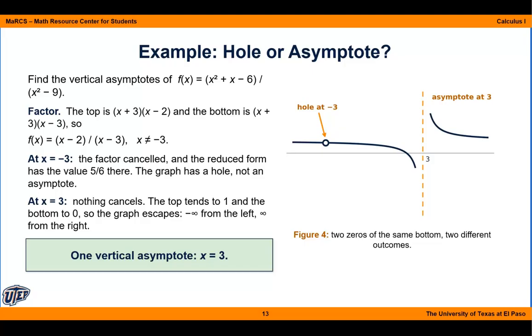At +3, no factor cancels. The reduced numerator approaches 1, while the denominator approaches 0. From the left, the function approaches negative infinity. From the right, it approaches positive infinity. Therefore, the graph has one vertical asymptote at 3. The two zeros of the original denominator produce two different outcomes, one hole and one asymptote.